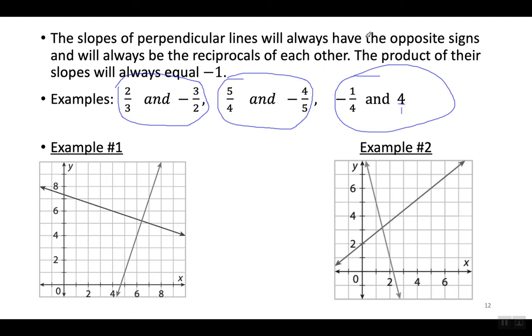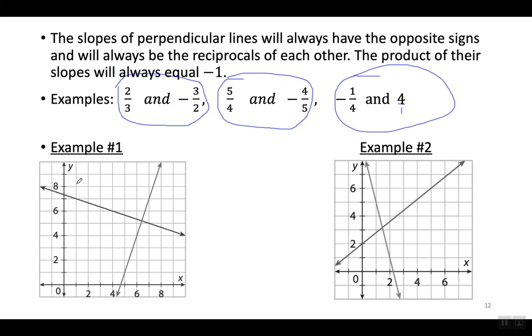Okay? And another special thing about their relationship is that the product of their slopes will always equal negative 1. If you multiply this fraction times this fraction, you're going to get negative 6 over 6, which when you simplify it equals negative 1. If you multiply this fraction times this fraction, you're going to get negative 20 over negative 20, which when you simplify it will equal negative 1. If you multiply this one times this one, you're going to get negative 4 over 4, which when you simplify it will equal negative 1.